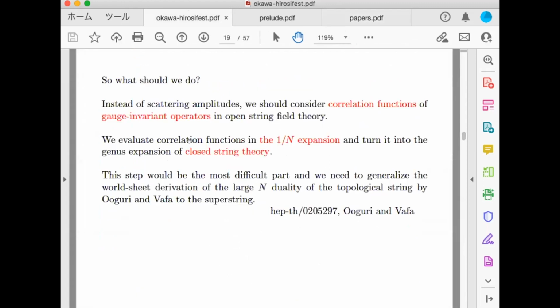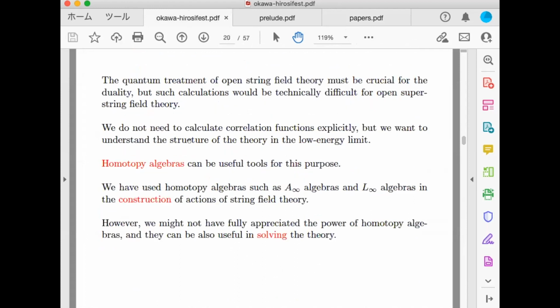So I want to have a framework to discuss this. The quantum treatment of open string field theory is crucial to understand this duality. But the explicit calculation will be technically difficult for open superstring field theory. We need to calculate correlation functions explicitly. We don't need to get a number, but we need to understand the structure of the theory in the 1/N expansion. Then homotopy algebra, I think, can be useful for this purpose.